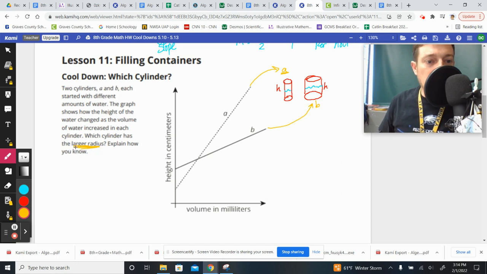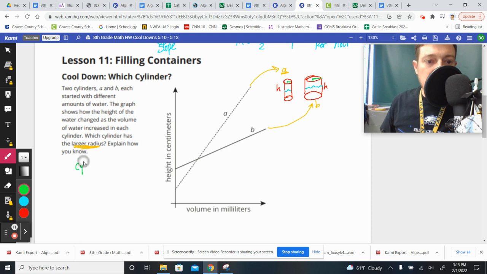Okay, larger radius. Let's do a radius review real quick. The radius of this cylinder would be that green line, the distance from the center of the circle to the edge. The radius of this one would be from center to the edge. So the wider the cylinder, the greater the radius. The more narrow the cylinder, the lower the radius. So which cylinder has the larger radius? The cylinder that has a larger width is going to be the one with the lower slope. So this would be which cylinder?